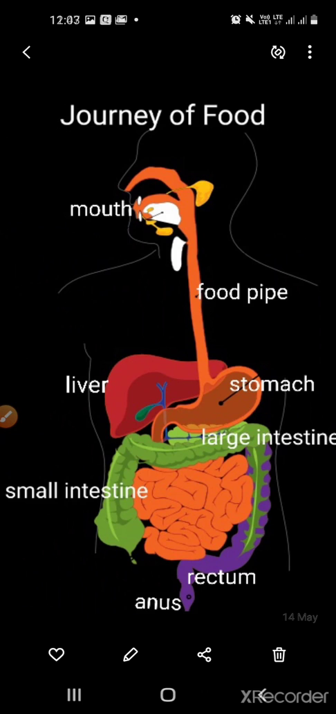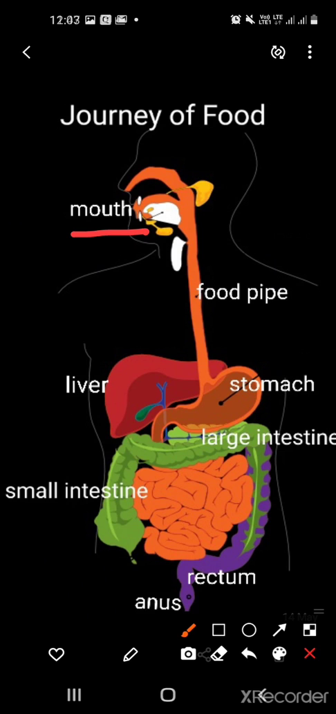It means that the digestion starts from the mouth. So first you can see the mouth. The digestion starts from the mouth and it goes to the stomach. This is the stomach. It goes to the stomach by the food pipe.